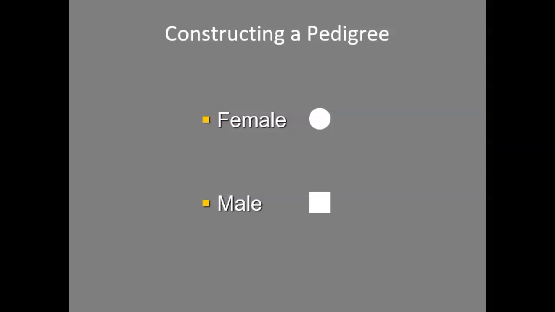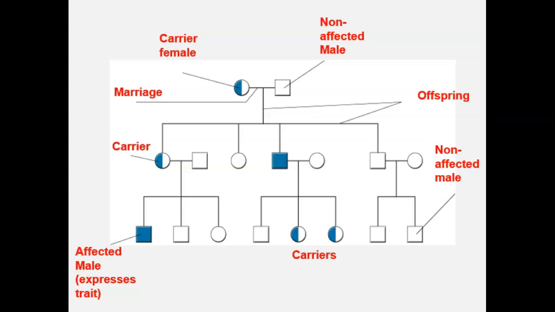All right, so to construct a pedigree, first you need to know the pieces and parts. A circle is always going to represent a female, and a square is always going to represent a male. This is a sample of a pedigree, and this would be a really good thing to write down and make sure you know so that you can study this.